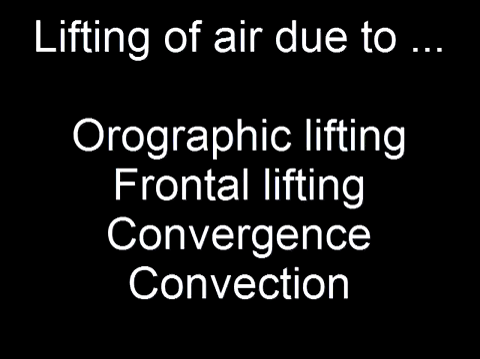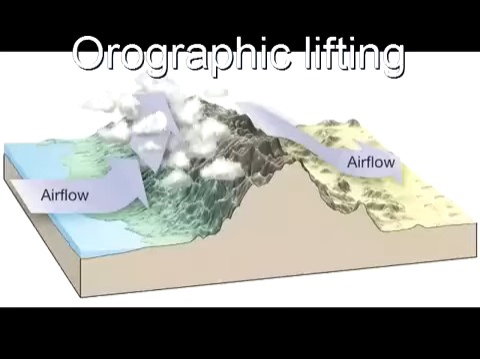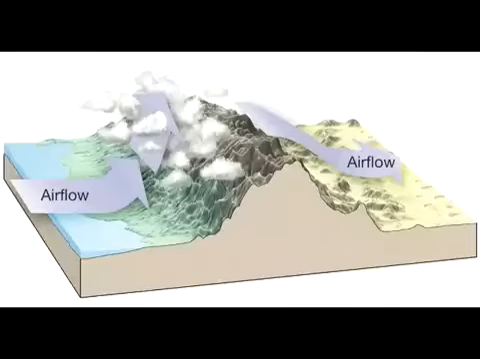I mentioned earlier that adiabatic cooling occurs when air expands because it is lifted. Four principal mechanisms can initiate the lifting of an air parcel: orographic lifting, frontal lifting, convergence, and convection. Orographic uplift occurs when mountains act as barriers to the flow of air. Air ascends the mountain slope, causing adiabatic cooling.